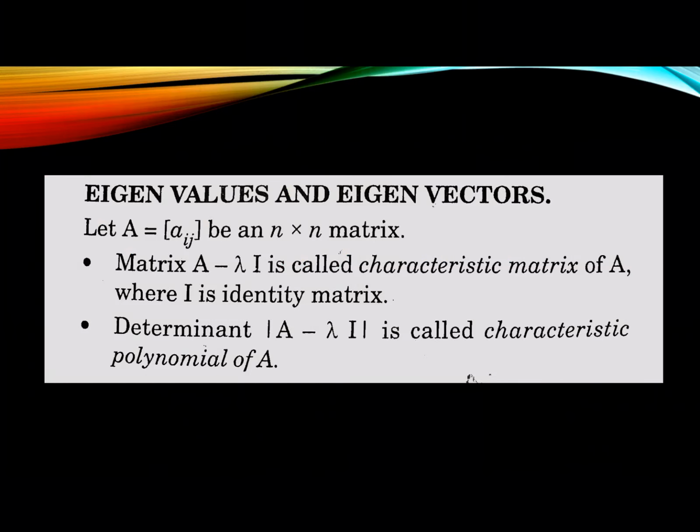Eigenvalues and eigenvectors. Let A equal Aij be an n by n matrix. So consider a matrix Aij, the order of the matrix is n. Then the matrix A minus lambda I is called the characteristic matrix of A, where I is the identity matrix. So there is a matrix A. We are taking another matrix A minus lambda I, that is called the characteristic matrix of A, and the determinant of this particular matrix, that is determinant of A minus lambda I, is called the characteristic polynomial of A.